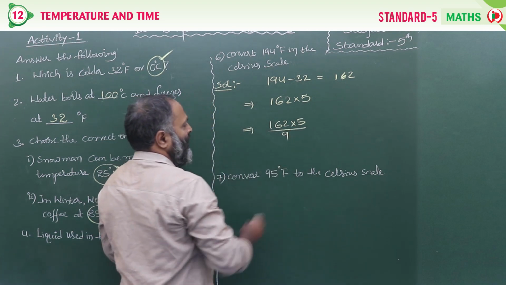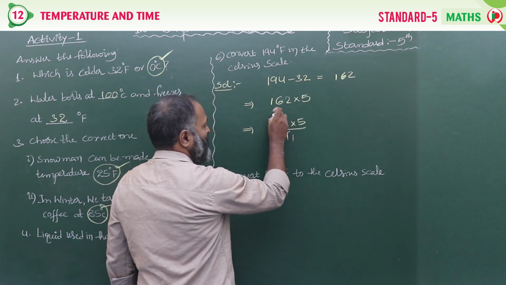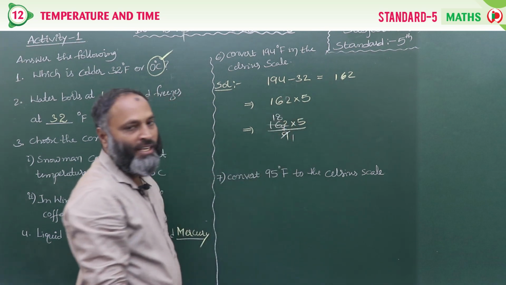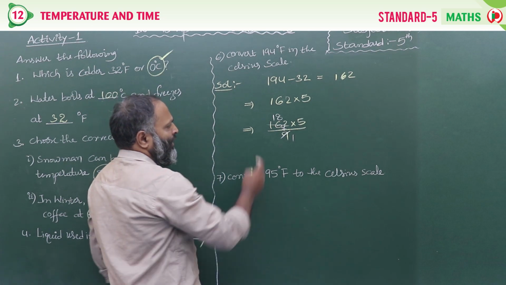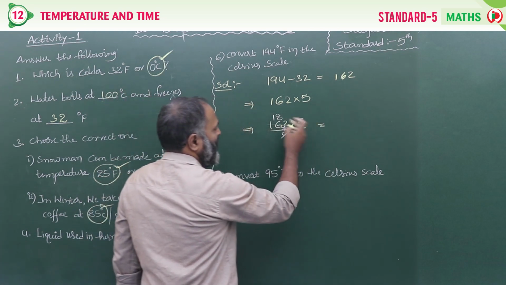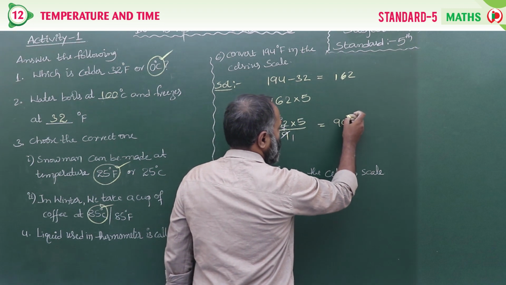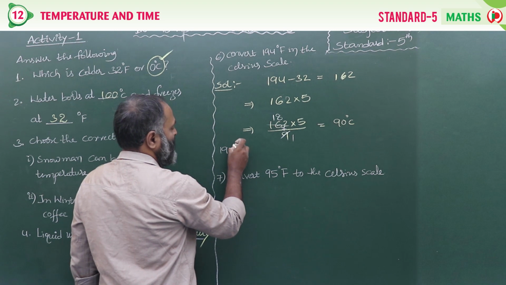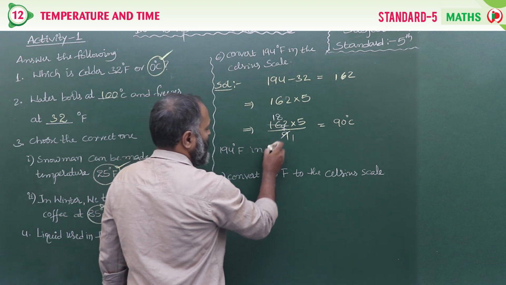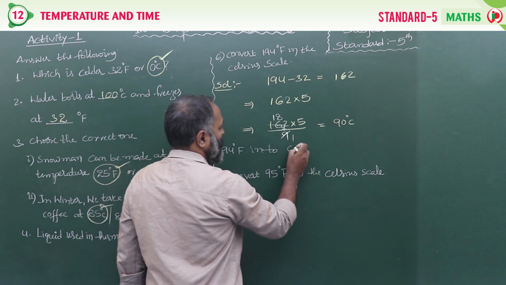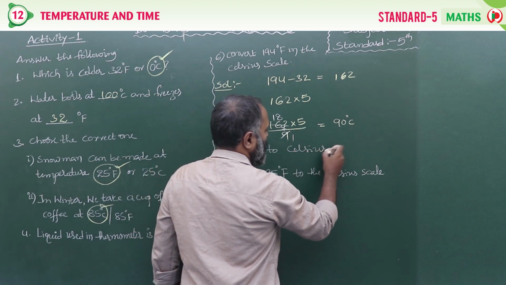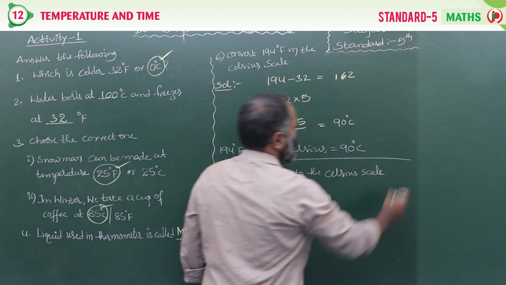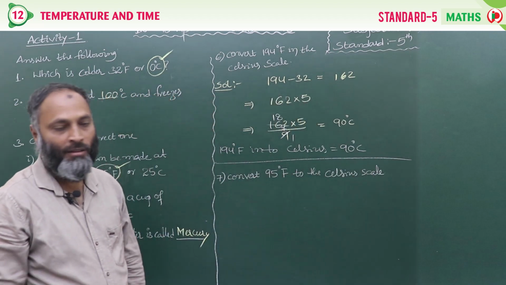Now cancel with 9. 9 ones are 9, 9 ones are 9, 7 left. So 9 8s are 72. Now 18 5s are 90 degrees Celsius. So it means 194 degrees Fahrenheit is equal to 90 degrees Celsius. This is the easiest conversion method.